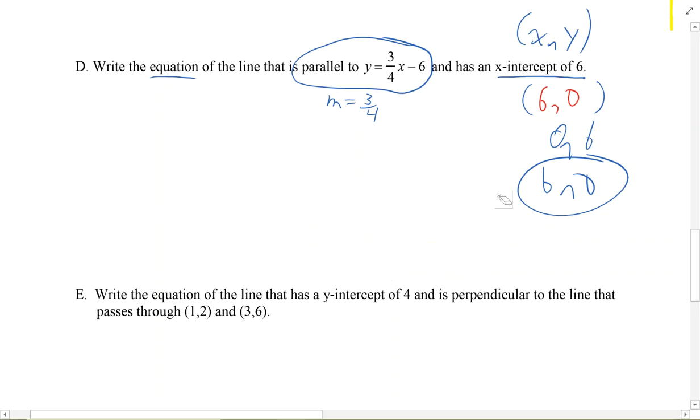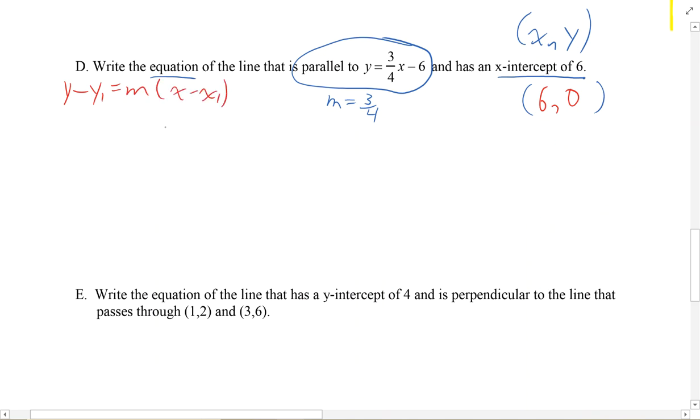Okay, so there's my rough work. And so now we're going to start with y minus y1 equals m(x minus x1). Okay? And so then what I want you to do is substitute in: y minus what equals what bracket x minus what bracket. Okay.